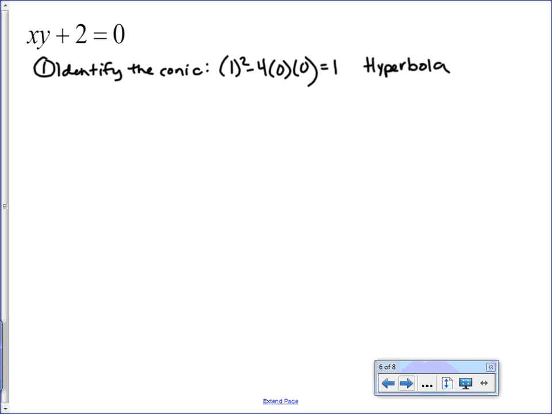So we can be thinking in our head, at the very end of this process, we want our standard form to look something like the hyperbola standard form we studied in 10.4. That'd be like x minus h squared over a squared minus y minus k squared over b squared equals 1, or y minus k squared over a squared minus x minus h squared over b squared. One of those. Step 2. Find your angle of rotation.